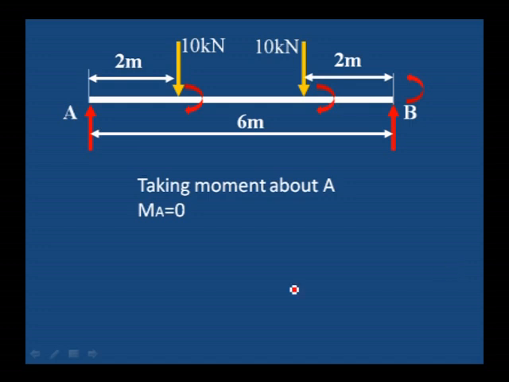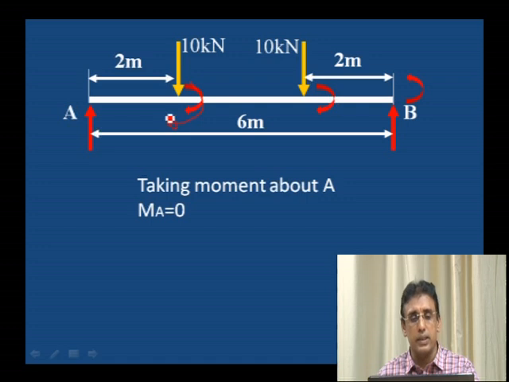Let us consider one more problem where we have a 10 kilonewton load acting at a distance of 2 meter from A, and one more load acting at a distance of 2 meter from B. And what I have written here is the moment. These loads develop clockwise moments, and the support reaction develops an anti-clockwise moment. Therefore, the moments we are taking from the 10 kilonewton and 10 kilonewton loads are clockwise, and the support reaction moment is anti-clockwise.